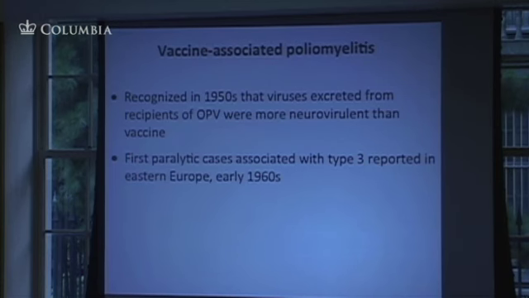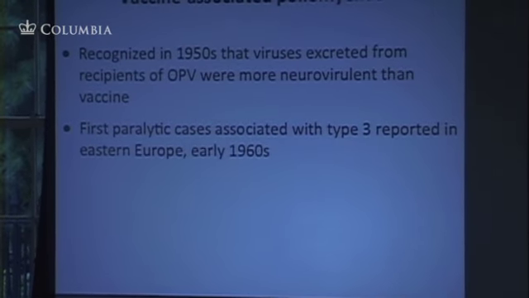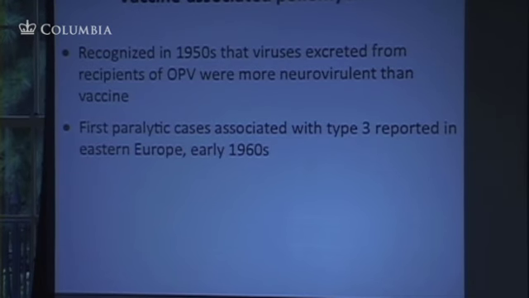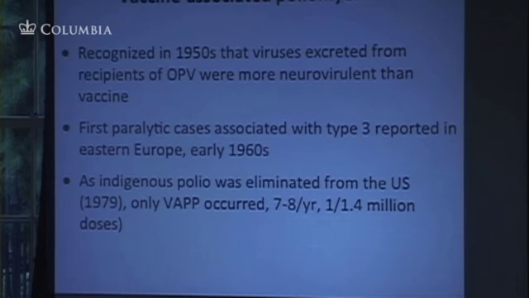When his vaccines were licensed in the 60s, there were cases of polio associated with type 3 vaccine in Eastern Europe in the early 60s. And we now know these were caused by the vaccine itself. So very early on, we knew that Sabin's vaccine would cause polio. And as we eliminated indigenous polio from the US, that is polio caused by circulating virus, the only paralysis left was caused by the vaccine. We call this vaccine-associated paralytic polio, or VAP, and it occurred at a rate of about 7 to 8 every year in the US. And it's about a rate of 1 per 1.4 million doses of vaccine. So for every 1.4 million kids who got the polio vaccine, one of them would be paralyzed. Or sometimes the parent would be paralyzed by the virus excreted from the child.